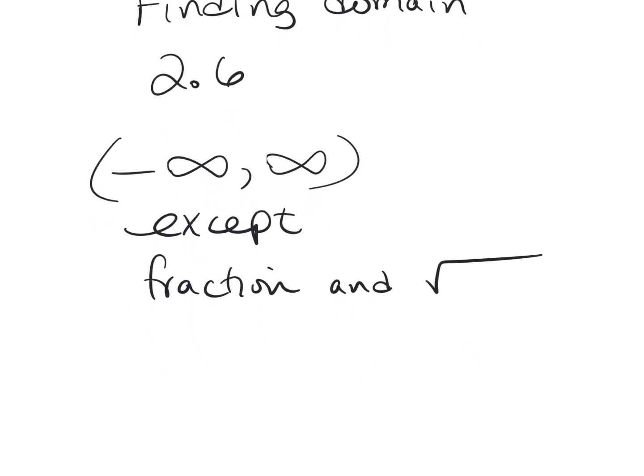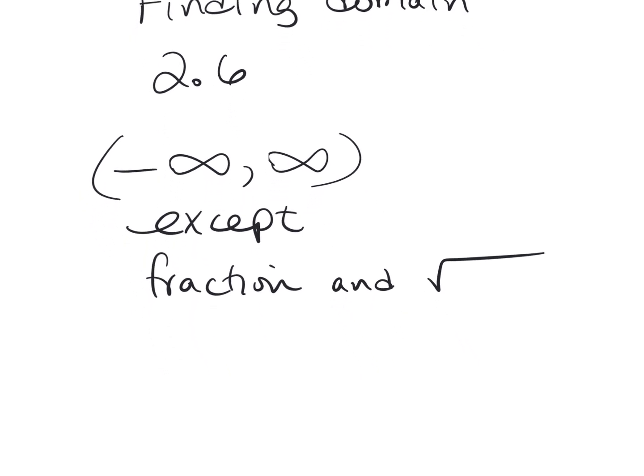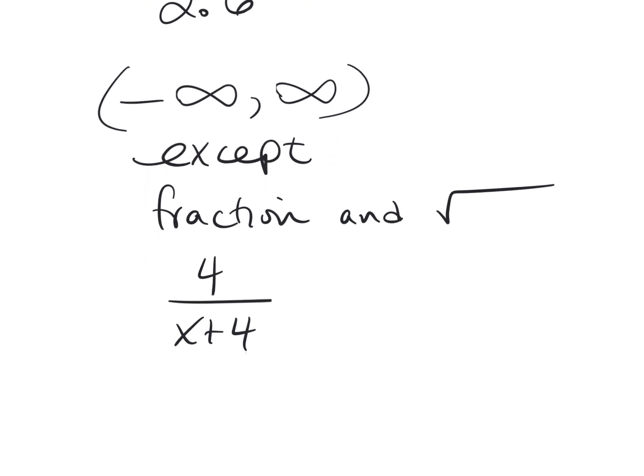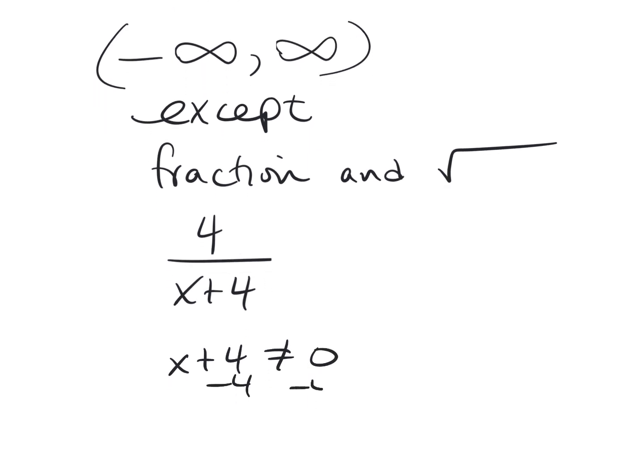So when you have a fraction, for example, let's just say it's 4 over x plus 4. We can't have the denominator equal to 0. So what we would do is set the denominator, whatever expression is there, not equal to 0. Solve for it, and then x could not equal -4.